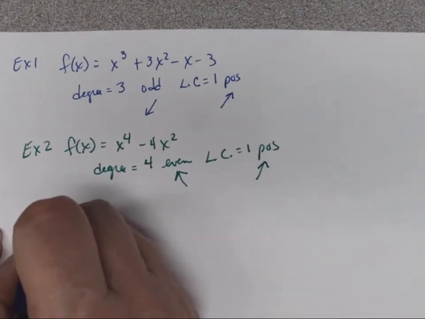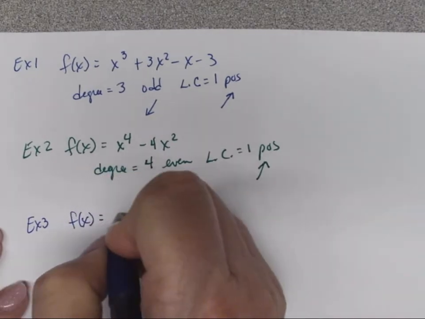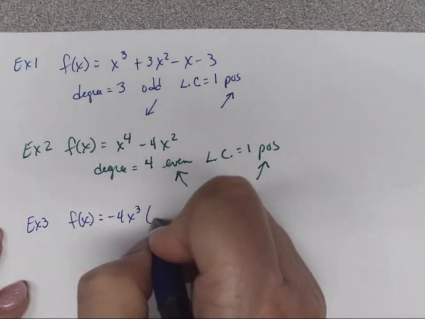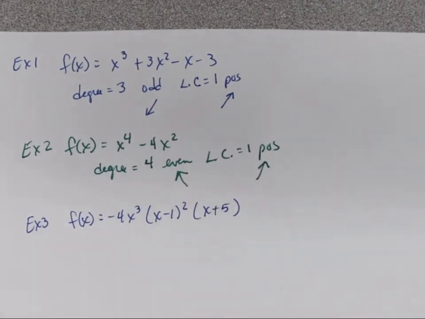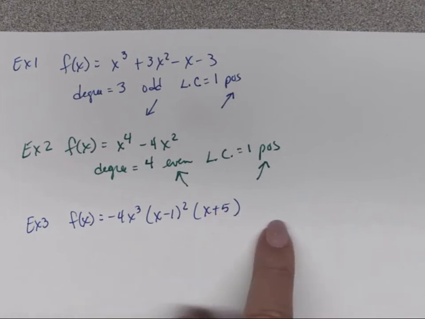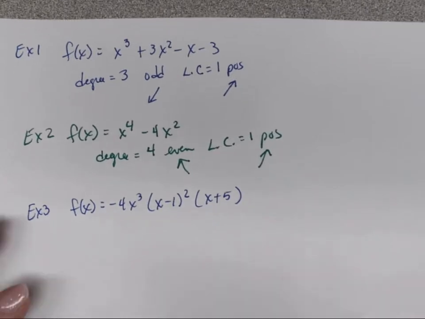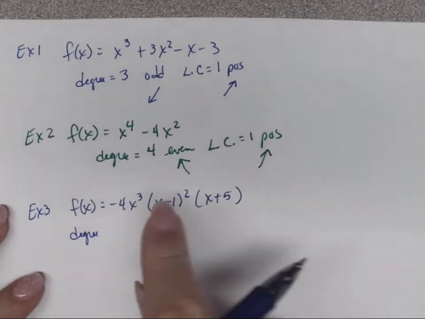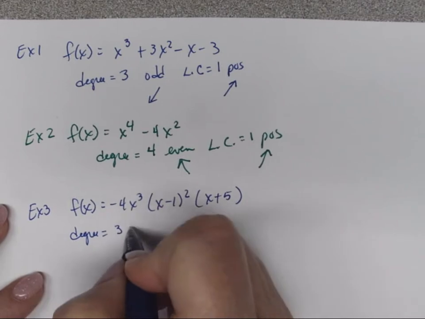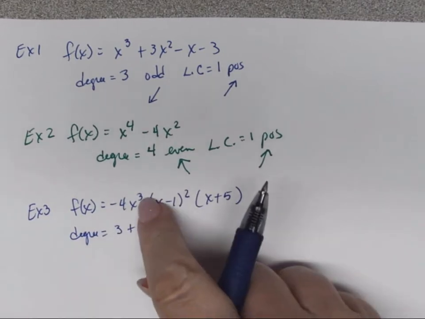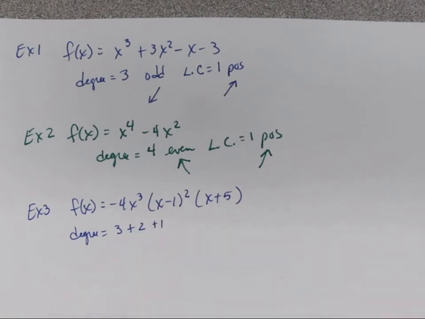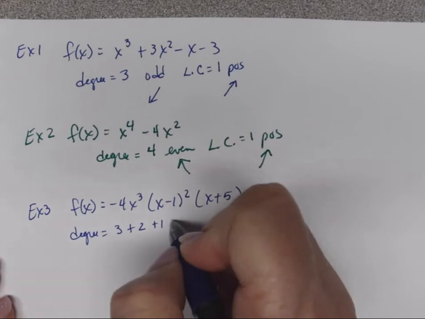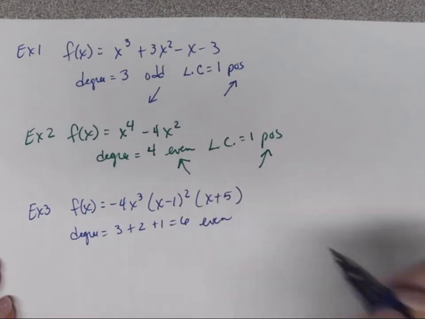Example 3. f of x is equal to negative 4x cubed times x minus 1 squared times x plus 5. Now, don't multiply this all out. Just add the exponents. So our degree, because it's all multiplication, is going to be 3 plus 2 plus 1. So the 3, the 2, and this has a 1, because all the 1's on the inside are 1. So 3 plus 2 plus 1 will get us 6, which tells us this is even.